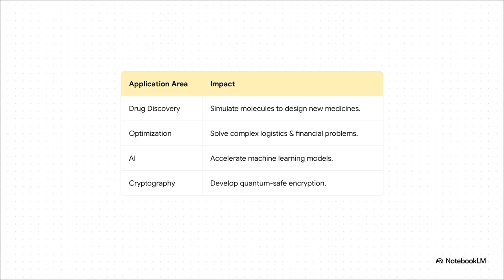Okay, so why should you care about any of this? Because this new way of computing could help us solve problems that are basically impossible today. Think about discovering new medicines. Simulating complex molecules is a perfect job for superposition. Or trying to optimize global supply chains with a dizzying number of variables. This isn't just about building faster computers. It's about inventing a completely new tool for discovery.